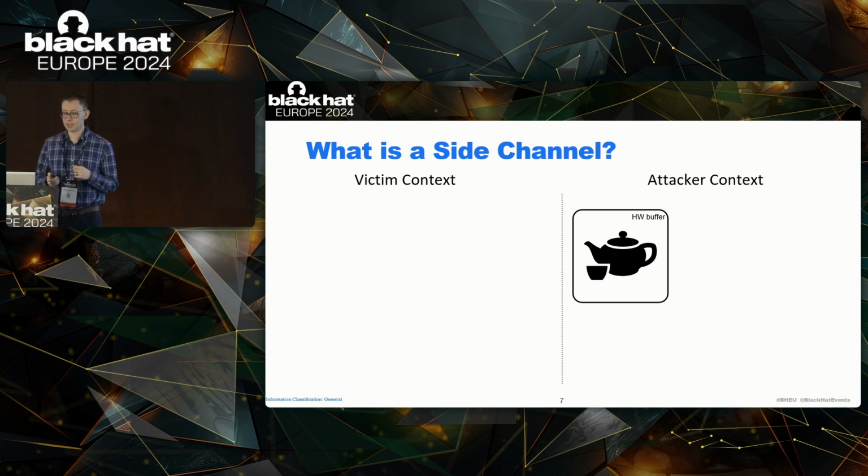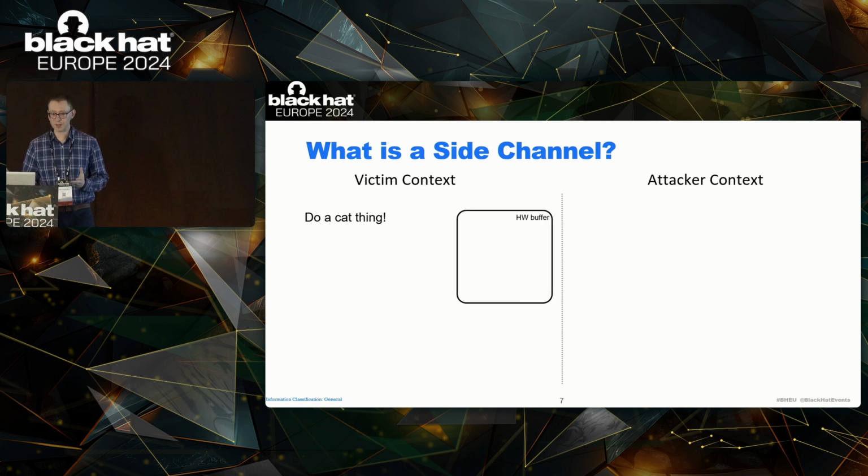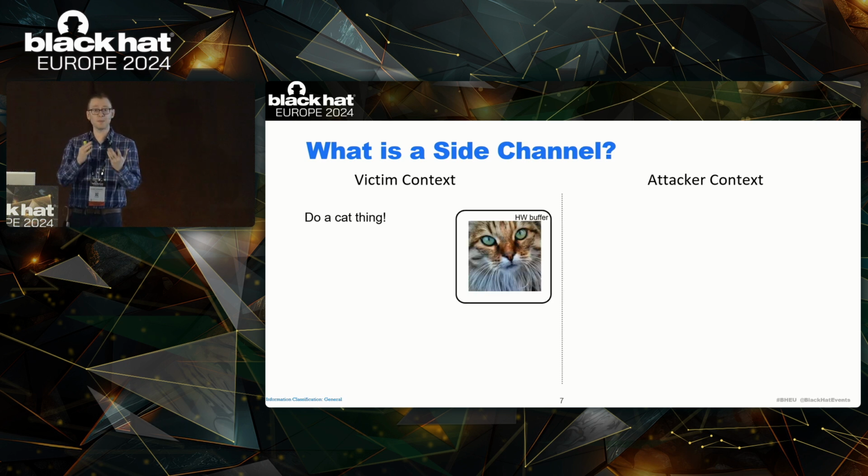So in this example, suppose the attacker is doing something with the teapot, and the processor has allocated some buffer for the attacker to do its teapot things. And the victim is also doing some confidential computing on cat things. In this instance, the attacker and the victim are sharing this hardware buffer. And so when the victim wants to do a cat thing, it needs to get that buffer. This is demand sharing. And the hardware will invalidate the data or clear the data that the attacker was using so that it can make space for the victim's cat thing.